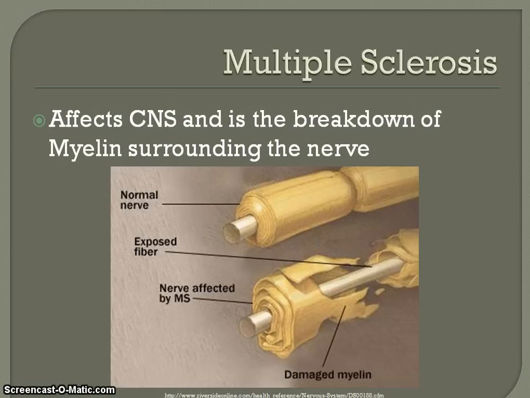In the picture on this slide, I have a comparison of a normal nerve, which is on the top, and you can see the myelin intact around the nerve. And then this is a nerve damaged by MS, and you see this myelin is torn, the nerve is actually exposed, and with the inflammation that would come with it, it would definitely be harder to transmit nerve impulses as effectively as you would with this normal nerve.